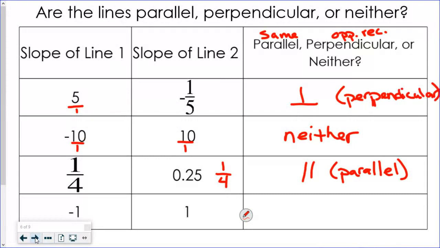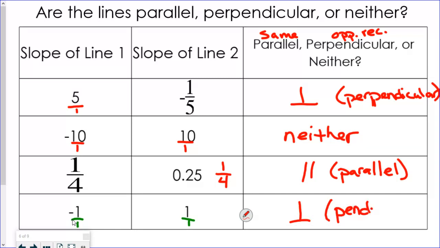Okay, and the last one, I'm going to make these fractions. So -1 over 1 versus 1 over 1. They're opposites. Are they reciprocals, flip-flopped? Yes, actually. So they are perpendicular, because 1 over 1 flipped is still 1 over 1. That's a tricky one.